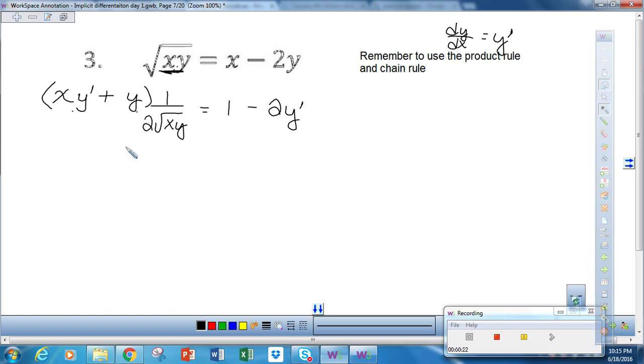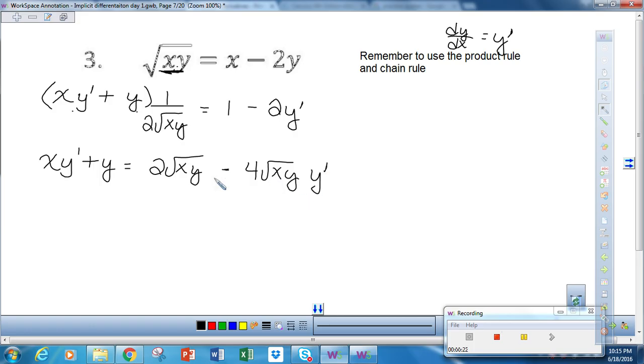Or do I have to do that? I could just multiply by 2 square root of xy. So if I did that, I get x y prime plus y is equal to, multiplying both of these by 2 square root of xy gives me 2 square root of xy minus 4 square root of xy y prime.